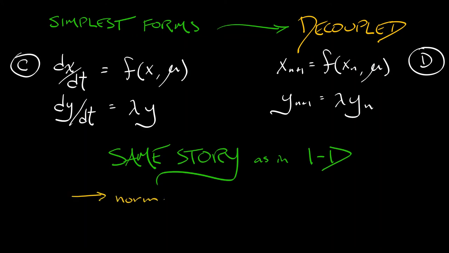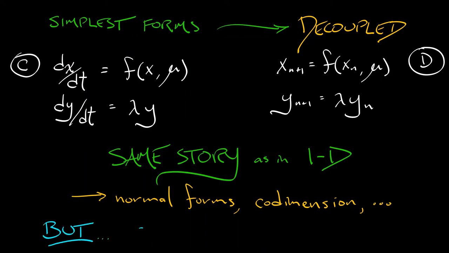We have normal forms for the standard bifurcations. You may want to take a little bit of time and recall what those are. We have the same notion of codimension in terms of how many parameters are needed to unfold a bifurcation. You may want to recall that as well. So here we are, same story as 1D.